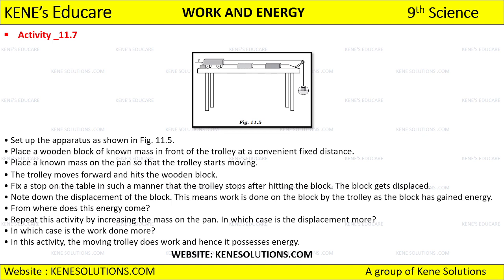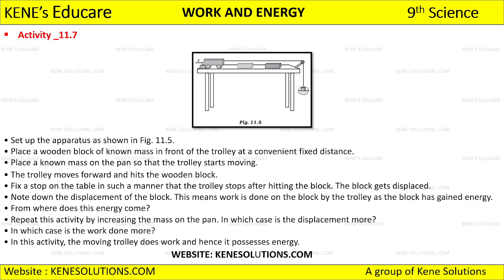Okay. Then place a known mass on the pan so that the trolley starts moving. So what we need to do is place a known mass on the pan so that the trolley starts moving, and the trolley moves forward and hits the wooden block. What will happen? The trolley will move forward and it is going to hit the wooden block. So you have to fix a stop on the table in such a manner that the trolley stops after hitting the block. So we want to stop that trolley after hitting the block, so the block gets displaced.